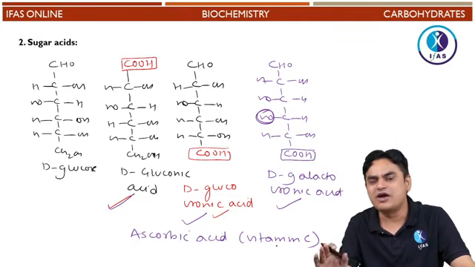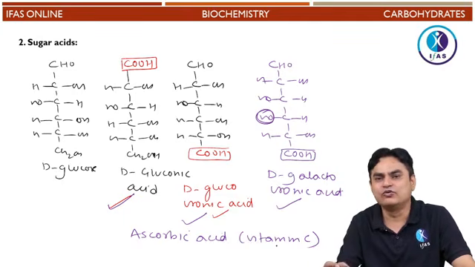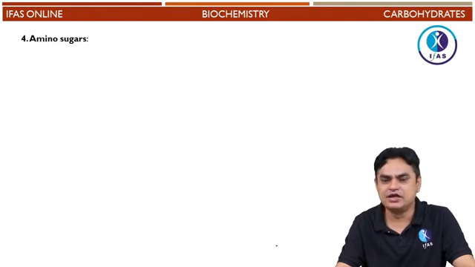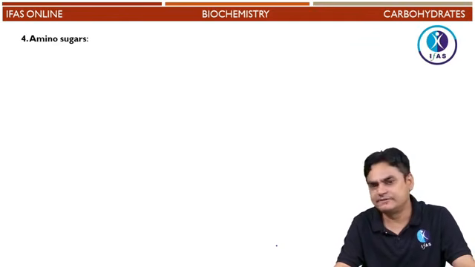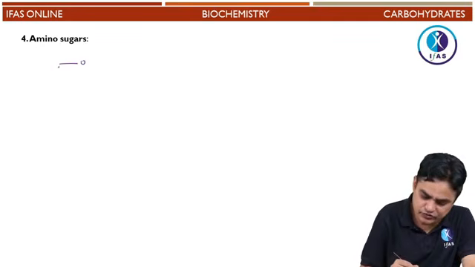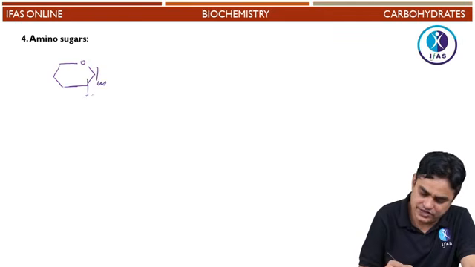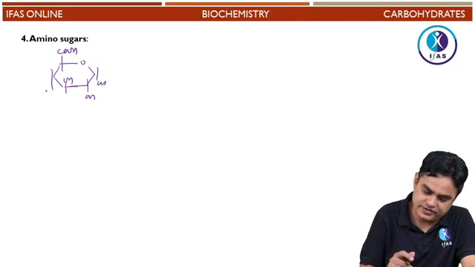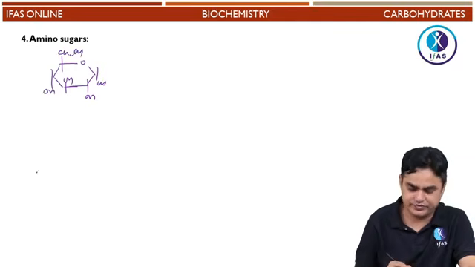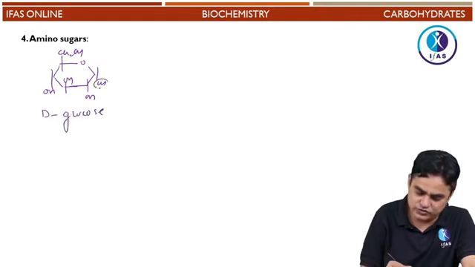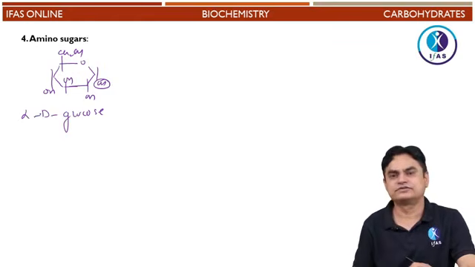So basically these are the oxidized forms of sugar: gluconic acid, glucuronic acid, galactouronic acid, ascorbic acid. Similarly, there could be amino sugar. For example, this is the structure of glucose. This is D-glucose, and with the OH group down the plane, you can say alpha D-glucose.